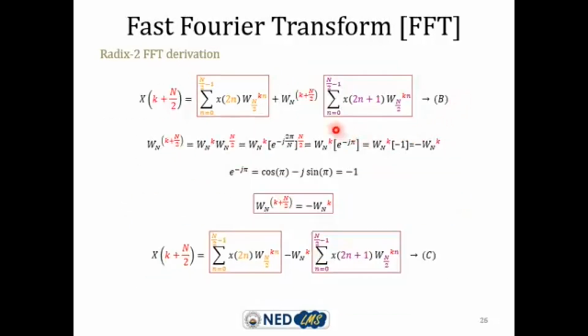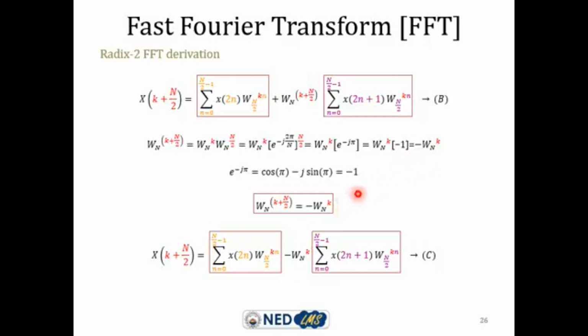Now let's discuss an alternate way to write equation B where we can simplify this W N to the power (k plus N by 2) factor. Basically, this factor is a product of two terms. Now let's observe the second term. We can write this W N as exponential minus j 2 pi over N. And on simplifying these numbers, we will get exponential minus j pi here, which will be equal to minus 1 because by definition it is equal to cos pi minus j sine pi. So on multiplying W N k with minus 1, we will get minus W N k.